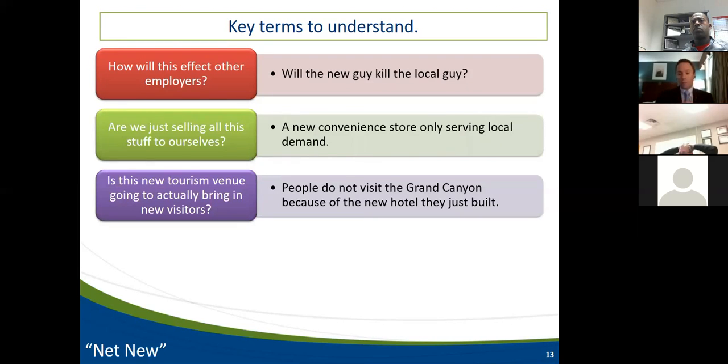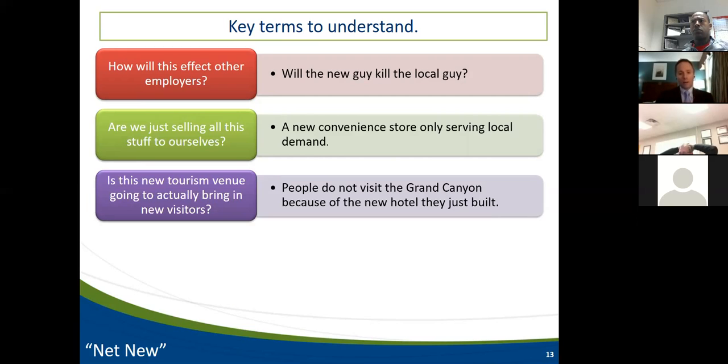Tourism, again, a lot of people want to understand the effects of tourism. And the example we give is people don't visit the Grand Canyon because of the new hotel. Like there's this great new hotel, we're going to go visit the Grand Canyon because the hotel is there. They're at the hotel because of the Grand Canyon. So if your tourism project is a destination that people are coming to your community to see, to participate in, to be active with, that's net new.